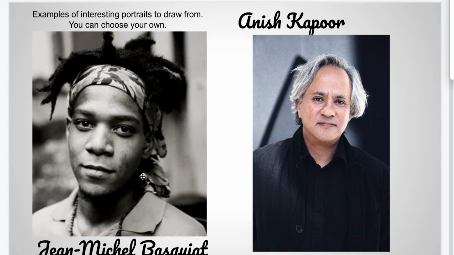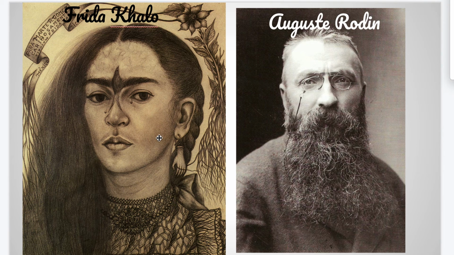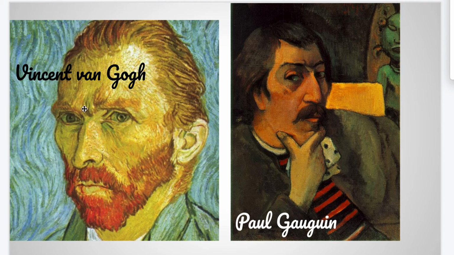Jean-Michel Basquiat. We've talked about him before. Famous African-American painter. Anish Kapoor, Indian, and famous for making very large-scale sculptures that are focused on light and color. Frida Kahlo, and you guys know her, famous Mexican painter, really famous for painting self-portraits. Auguste Rodin was a sculptor, kind of known as the father of modern sculpture. Vincent van Gogh, Paul Gauguin, we looked at some of their work. So you would be finding self-portrait paintings of them if you wanted to do them.